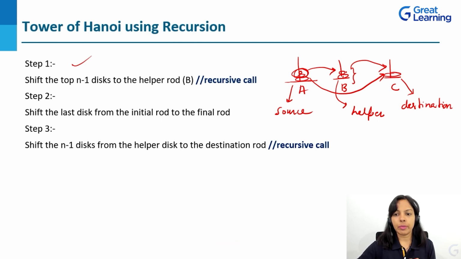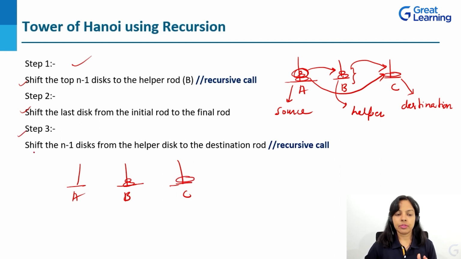So the first disk from the top has to be shifted to the helper rod. In this case, the helper rod is A. I'll tell you again here. After this point, the first two steps are executed. That is, if there are 3 disks here, then I've shifted the top n minus 1 disks, that is the top 2 disks, to the helper rod B. And the last one was shifted to C.